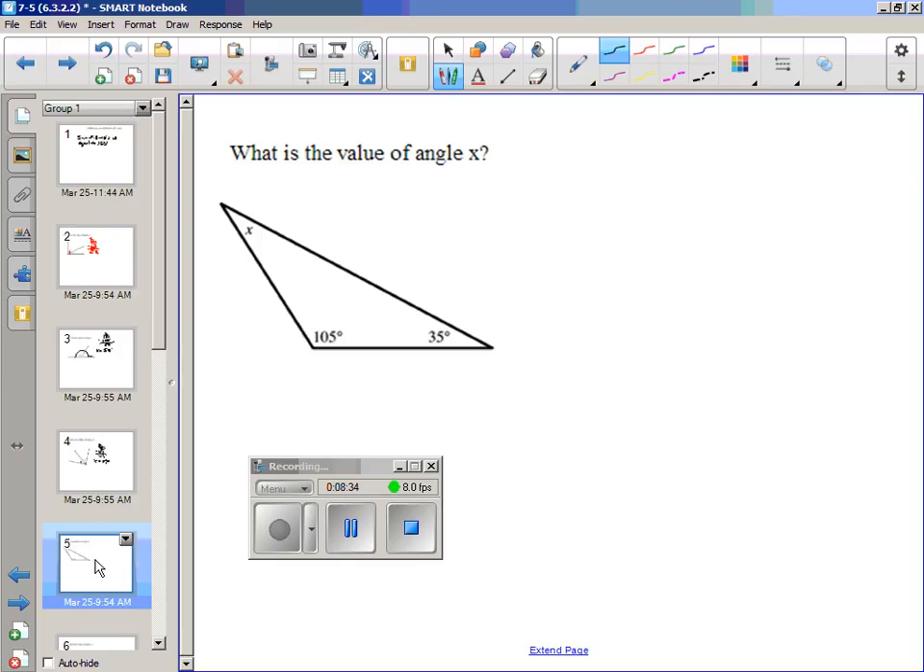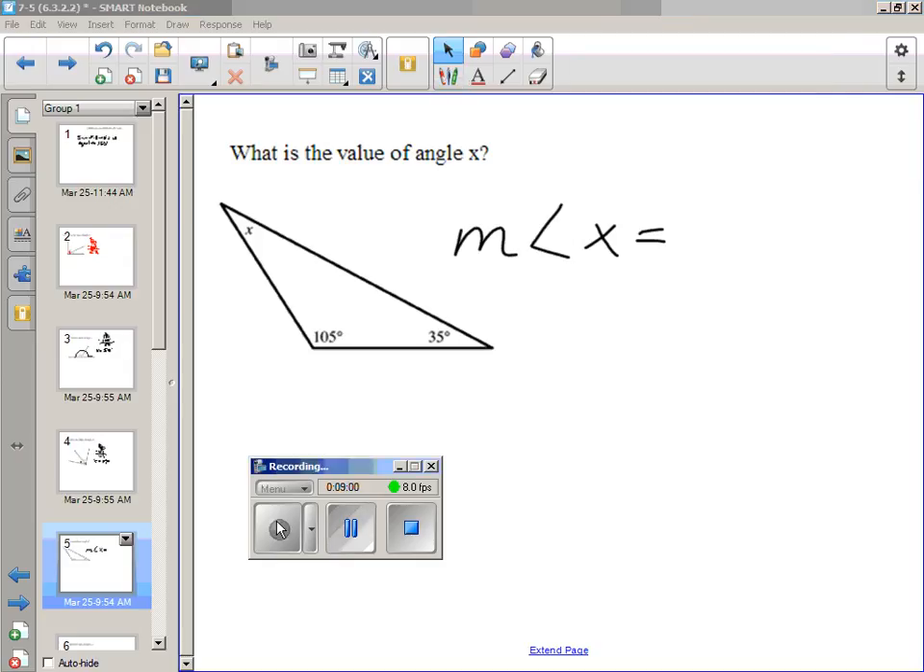Can we find that missing value? What is the measure of angle X? The measure of angle X. I see a lot of kids with their hands in the air already. I like that. I'm going to give you a few more seconds.